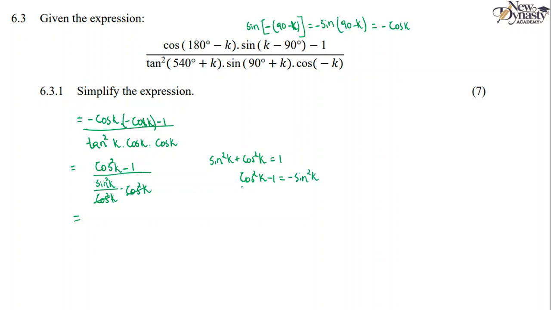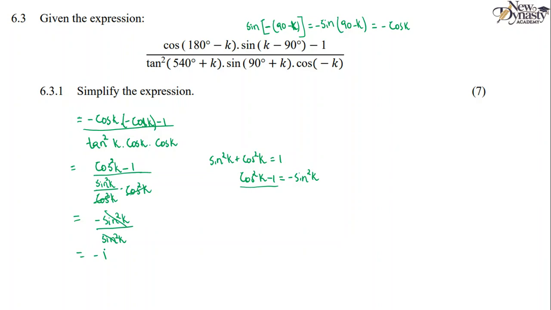So you can see that cos squared k minus 1 is equal to negative sine squared k. So above the division line here, you're going to have negative sine squared k, and below that is still your negative sine squared k. It's sine squared k here. Then they cancel each other nicely. Then you are left with negative 1. And that's how you simplify that.